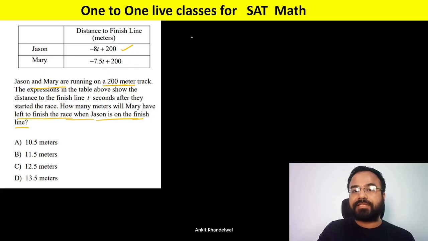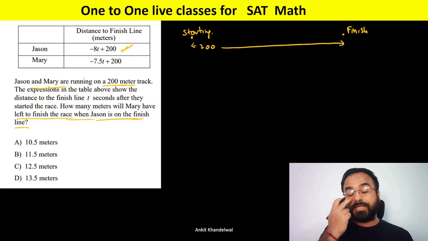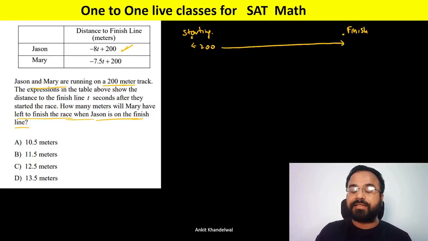Let's say this is the starting point and this is the finish, and this is representing the distance. This is a 200-meter track completely. Now this minus 80 plus 200 is representing the distance left after T seconds. We want to find how many meters Mary will have left to finish when Jason is on the finish line.